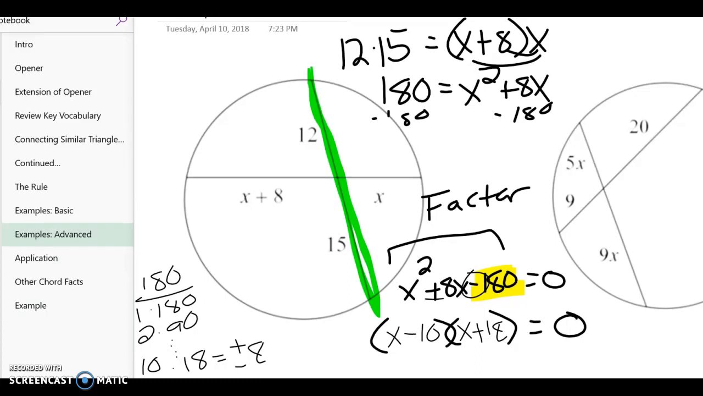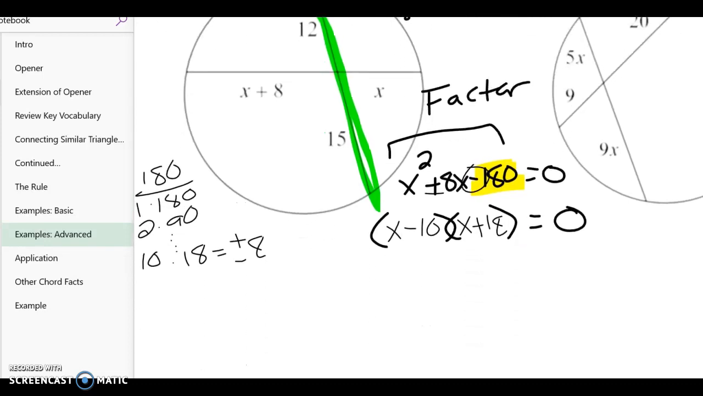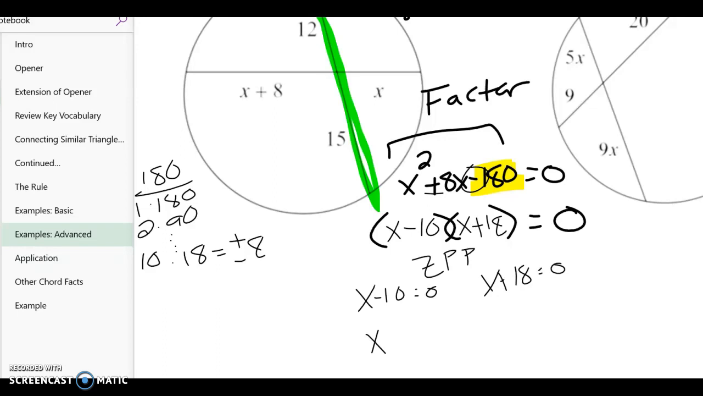Now, in order to solve this, I have to set each of these equal to 0 using the zero product property. So x minus 10 equals 0 and x plus 18 equals 0. When I solve for x on both of these, I get that x equals 10 and x equals negative 18.